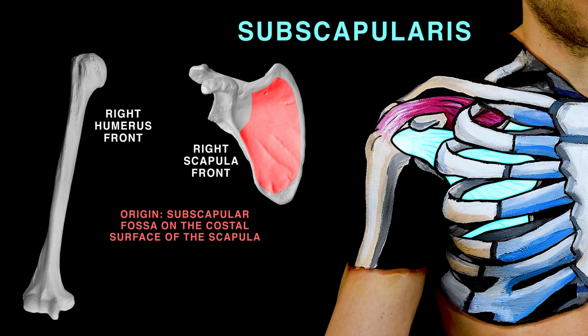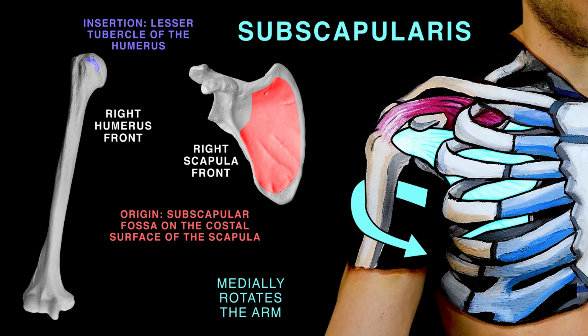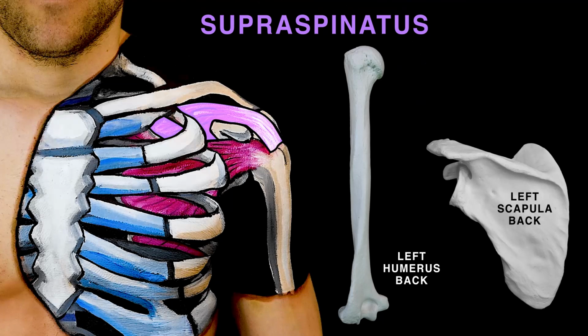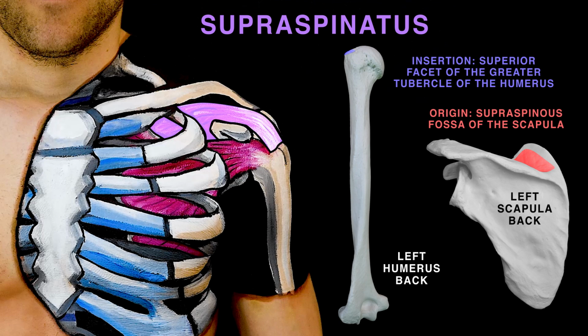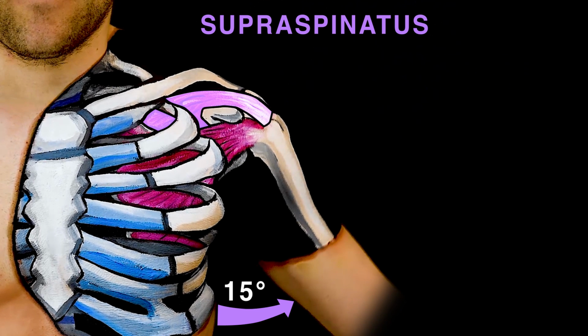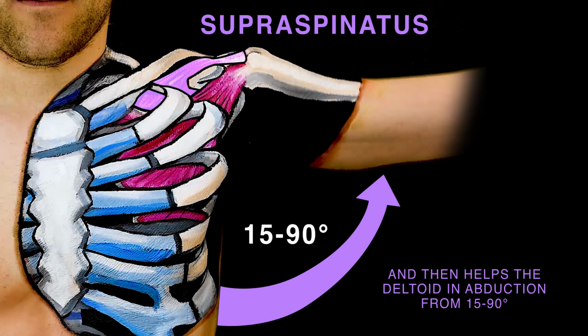Subscapularis originates from the subscapular fossa on the costal surface of the scapula and attaches to the lesser tubercle of the humerus. It medially rotates the arm. Supraspinatus originates from the supraspinous fossa of the scapula and attaches to the superior facet of the greater tubercle of the humerus. It abducts the arm up to 15 degrees and then helps the deltoid in abduction from 15 to 90 degrees.